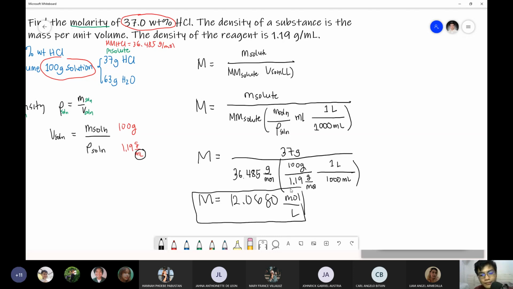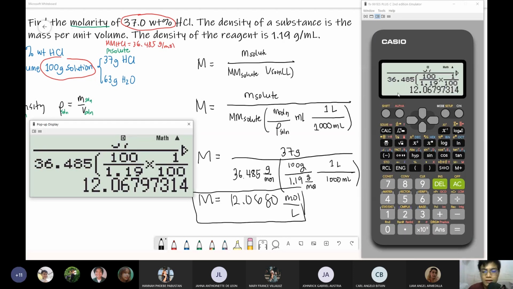Yan. Okay, bakit naging 12.0680? Kasi ito, 7, 9, tas yung katabi ni 9 is 7. So, you need to round it off. Magiging 80 siya.